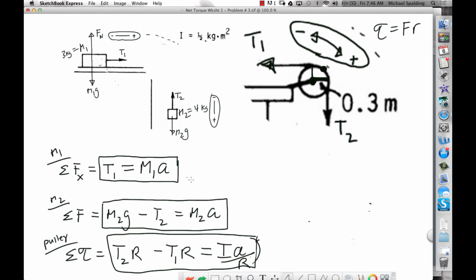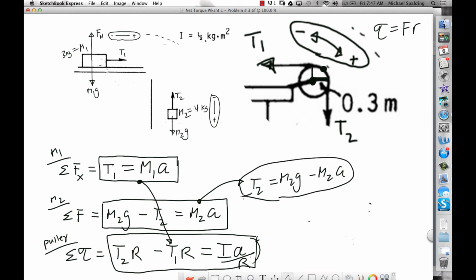Okay. All right, guys, look, before you pack up. T1, plug it in right there. Okay, what you do is you take this equation, solve it for T2. T2 is going to equal M2G minus M2A. Take this, plug it in there. You have everything except A. The worksheet uses gravity as 10. For this worksheet, McGehee used gravity as 10.